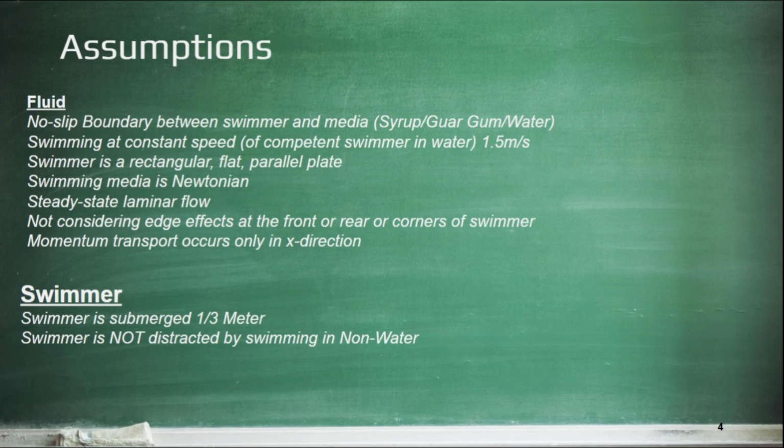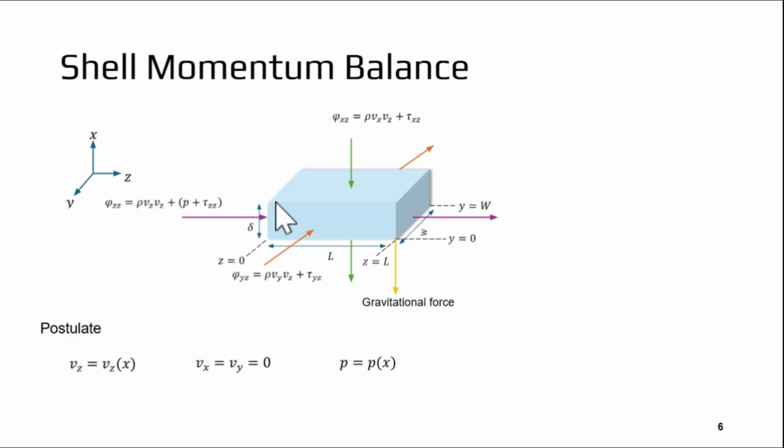The assumptions we made on the swimmer are that the swimmer is submerged about a third of a meter into the fluid, and also the swimmer is not distracted by swimming in non-water. So, taking the assumption that the swimmer is a rectangular object in the fluid, we performed shell balances on it in the z, y, and x directions, and we had the combined momentum transport for each direction. We postulated that the velocity in the z direction is dependent on x, the velocity in the x and y directions is equal to 0, and the pressure is also dependent on the x direction.